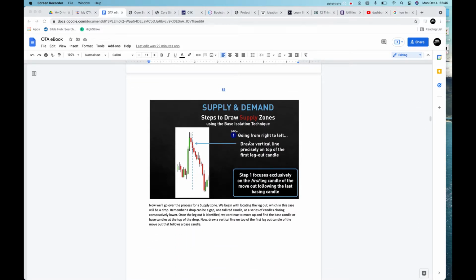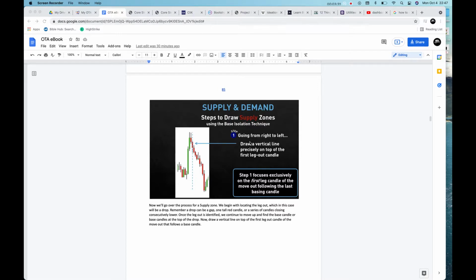Now we'll go over the process for a supply zone. We begin with locating the leg out, which in the case of a supply zone is going to be a drop. So remember, a drop, like a rally, can also be a gap. It can be one tall red candle, or it can be a series of red candles closing consecutively lower. And actually, the candles don't have to all be red, as long as they're all closing consecutively lower.